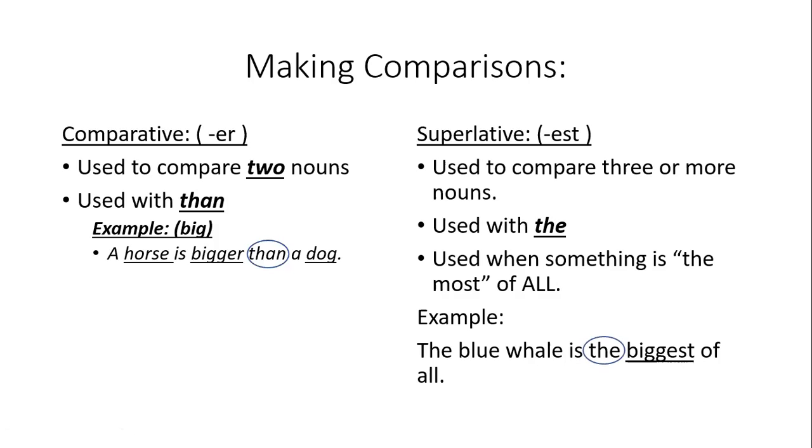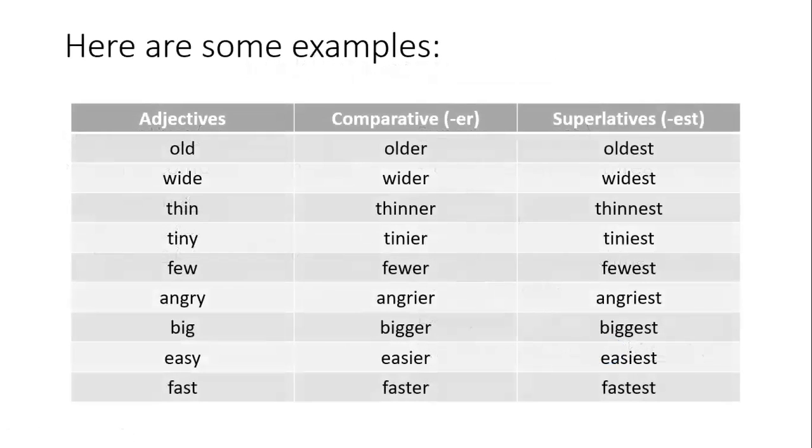And again, I circled the keyword for the superlative, which is the. That's going to help you to identify it, and it's going to make it so easy for you guys. Here are some examples of adjectives in their comparative and superlative forms. We have old, older, oldest, wide, wider, widest, thin, thinner, thinnest, tiny, tinier, tiniest, few, fewer, fewest, okay?